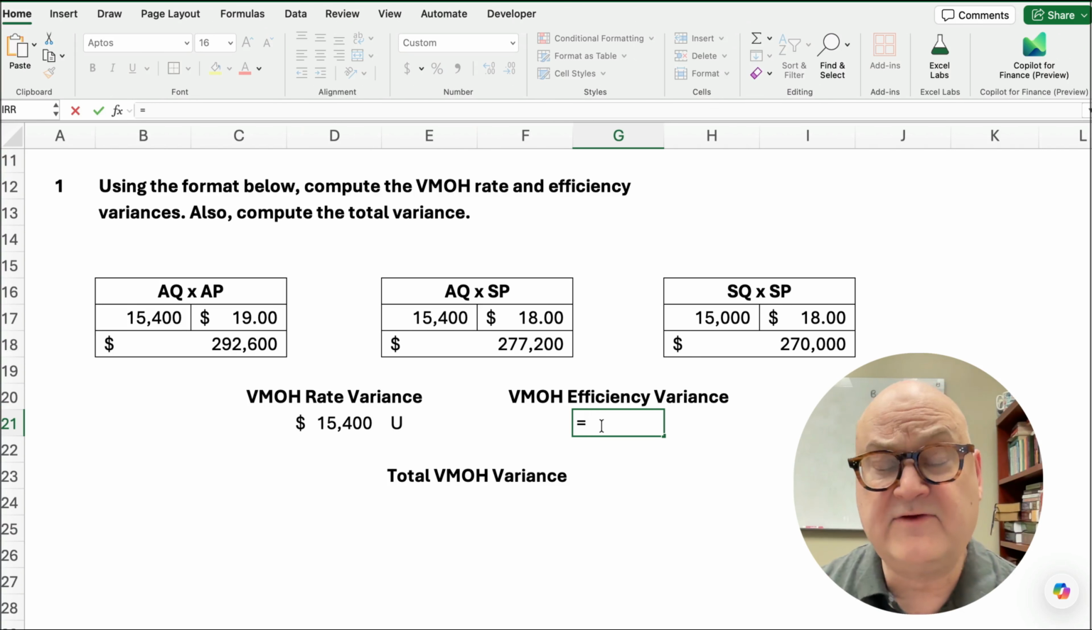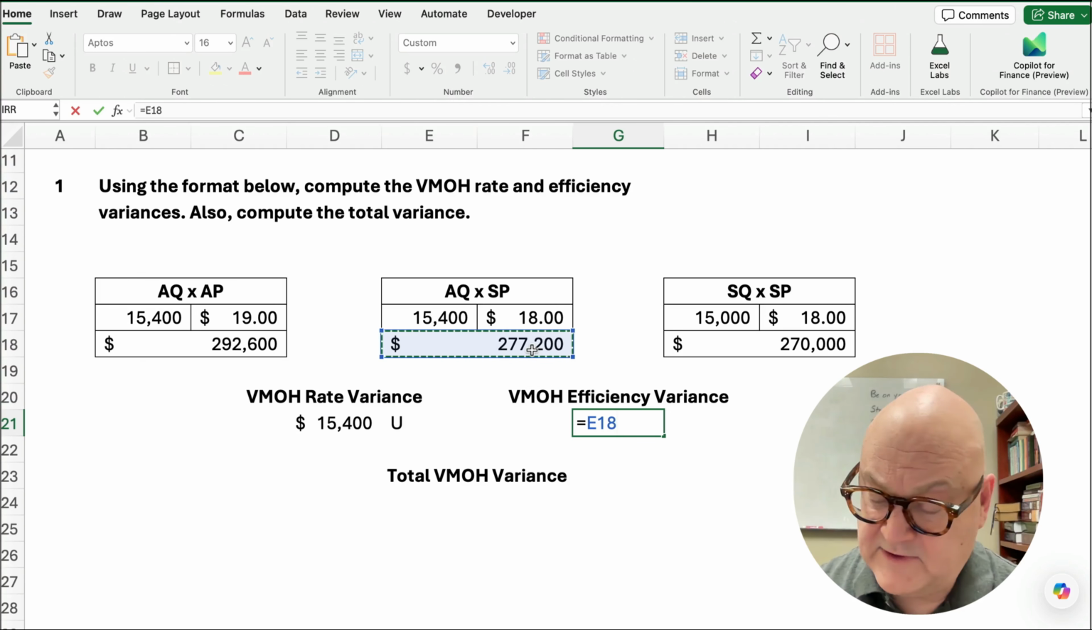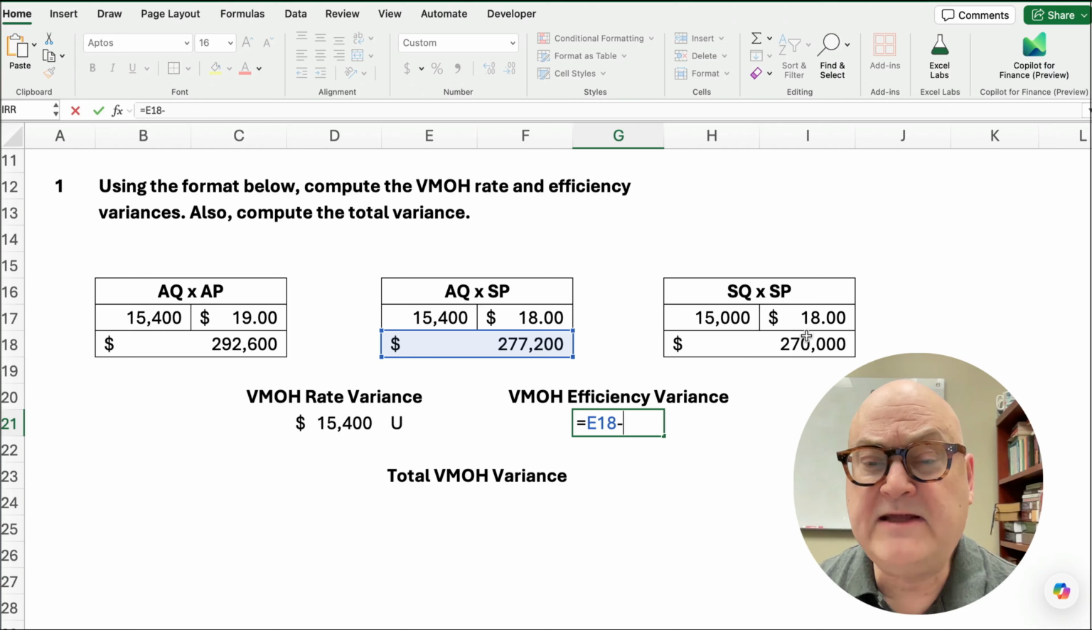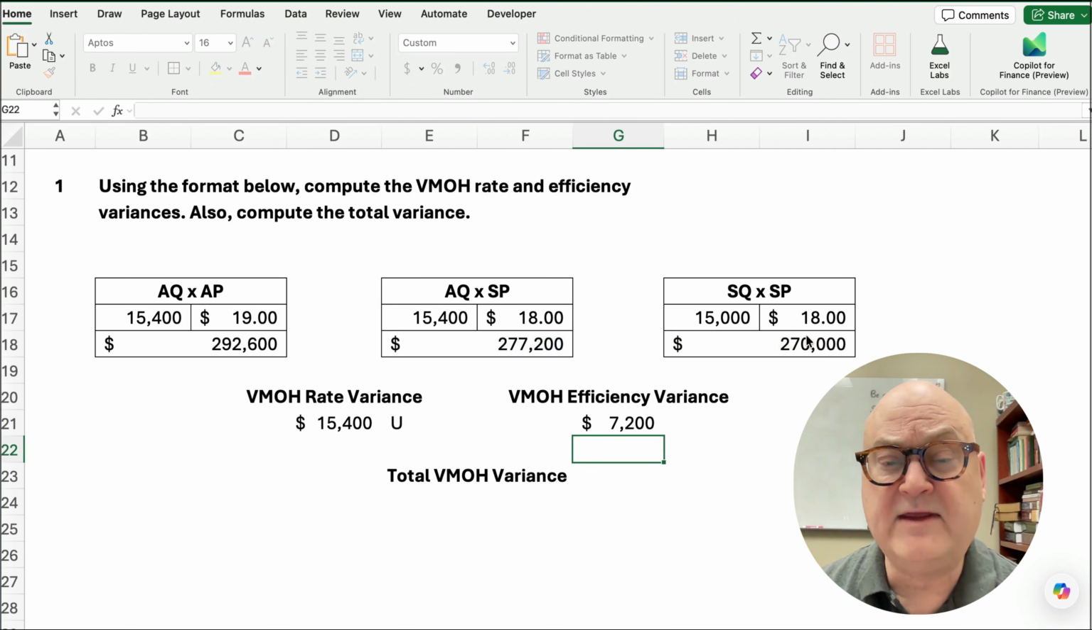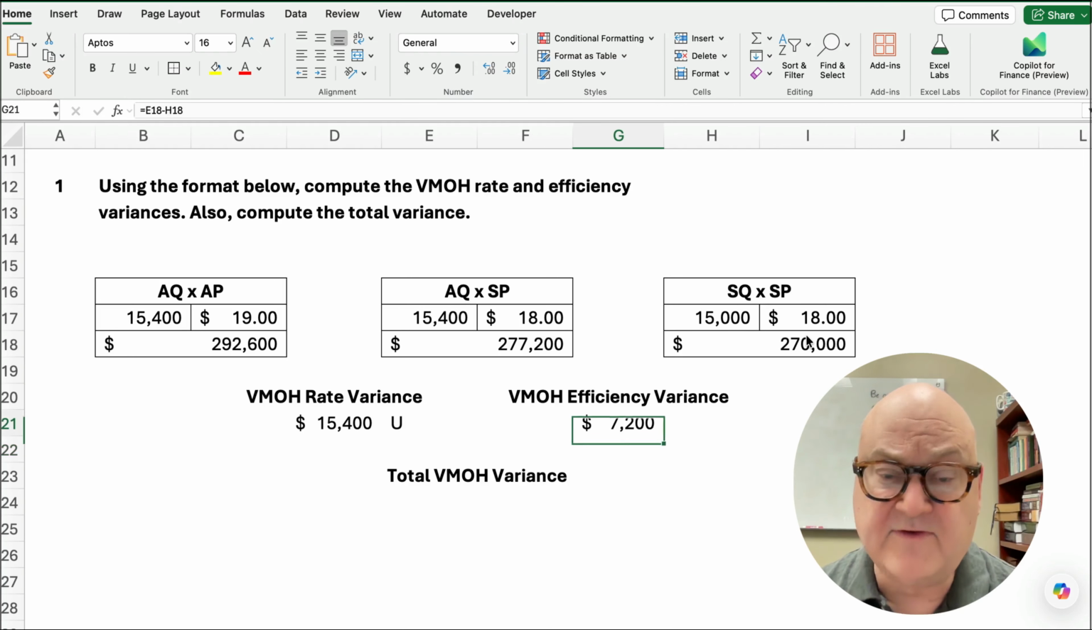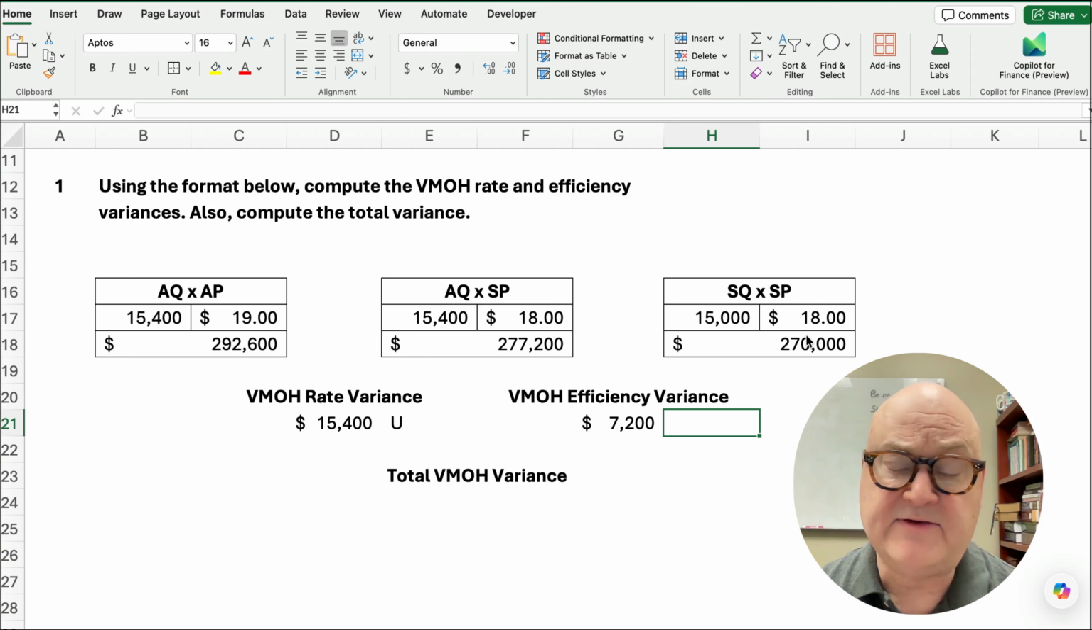So what do we do with that? We're going to take the difference. Now I'm making it where I always end up with a positive difference. I'm not being consistent sometimes. I just want to know the absolute value, the difference. And we don't have a plus or minus, and I'm going to call that favorable or unfavorable.